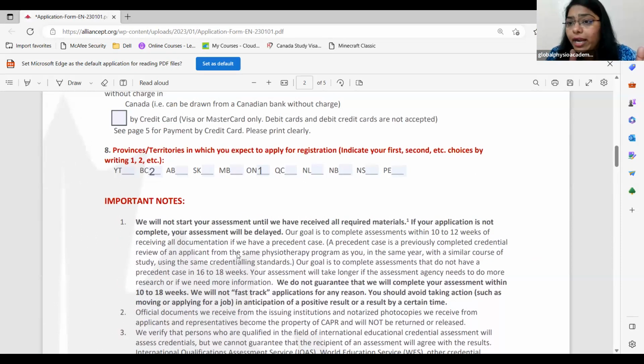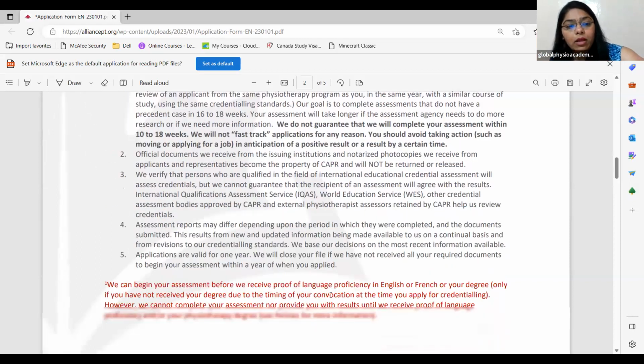So if you've done your Ontario registration, the written exam all over Canada is the same. Once you have done the written exam, for example, I did Ontario registration and the written exam for Ontario, and I'm moving to British Columbia, then I just need to do the paperwork. I don't need to take the exam again, okay? Keep that in your mind.